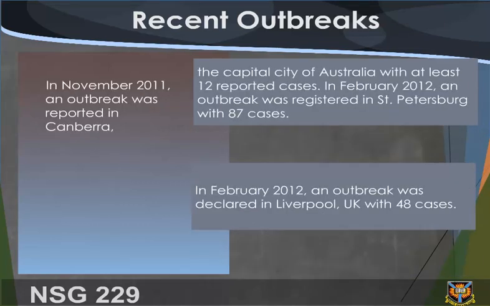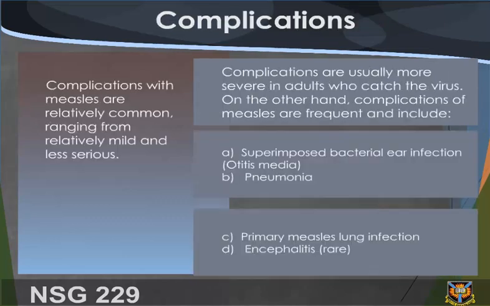In November 2011, an outbreak was reported in Canberra, the capital city of Australia, with at least 12 reported cases. In February 2012, an outbreak was registered in St. Petersburg with 87 cases. In February 2012, an outbreak was declared in Liverpool, UK, with 48 cases.